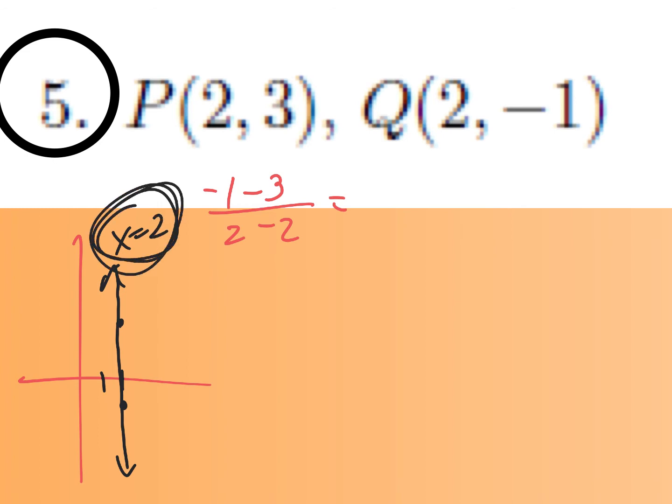Let's talk about its slope. How steep is that? Could you even make it any steeper? No. So that's infinite slope, but you don't say infinity. You say its slope is undefined.